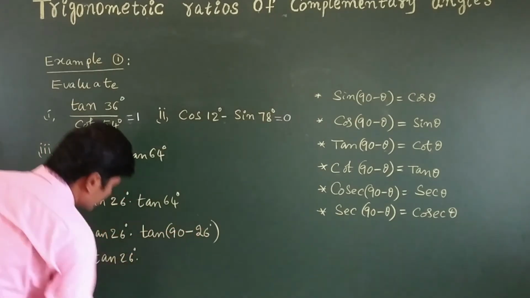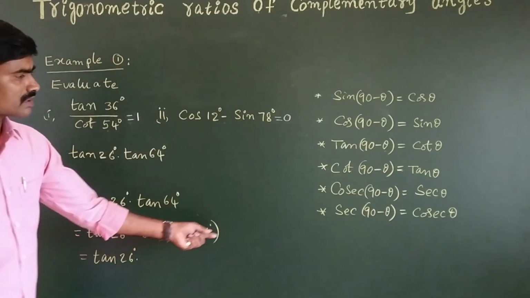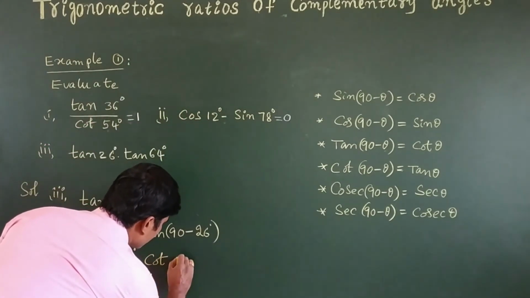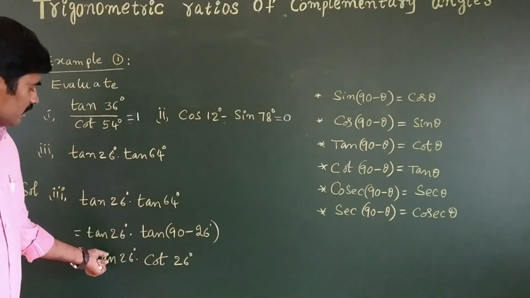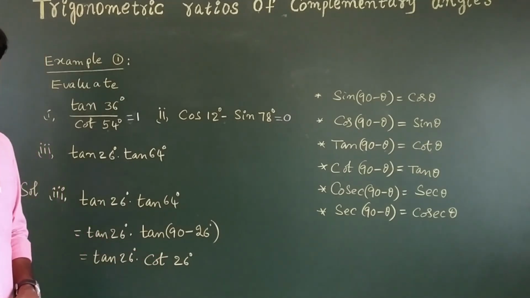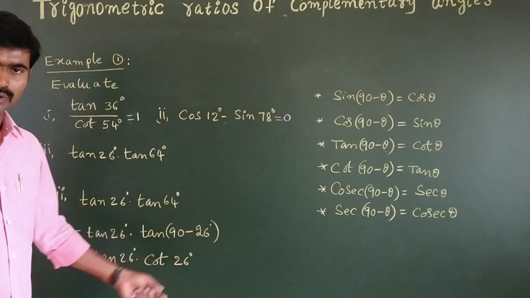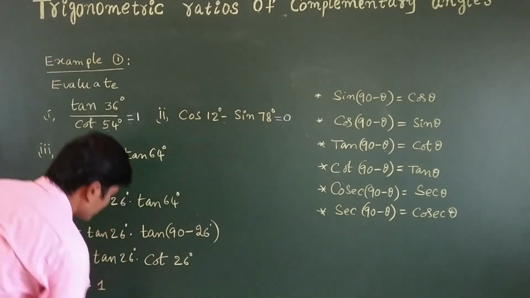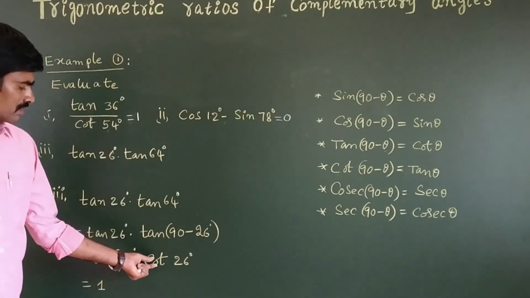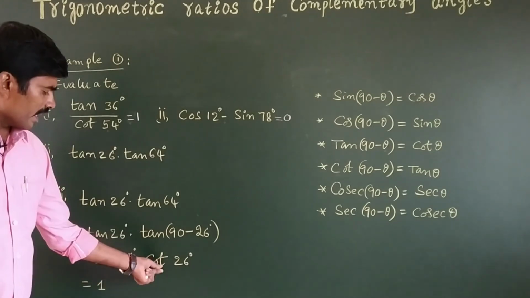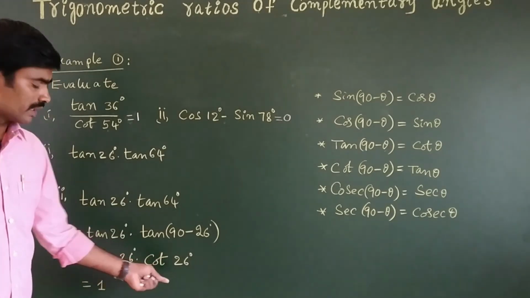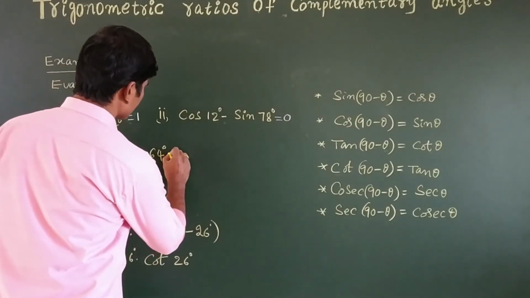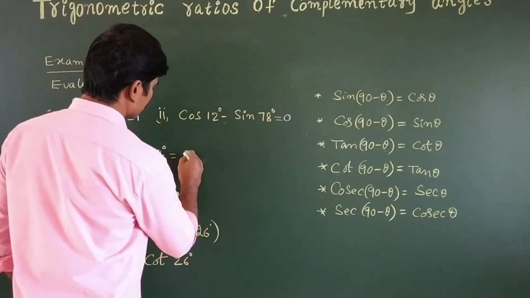Tan 26 degrees and tan(90 minus theta). Tan(90 minus theta) is equal to cot theta. So this value is cot 26 degrees. Tan theta and cot theta are reciprocals. So the multiplication of tan theta into cot theta is equal to 1. Or we can write cot 26 degrees as 1 by tan 26 degrees. Then tan will be cancelled. So tan 26 degrees into tan 64 degrees is equal to 1.